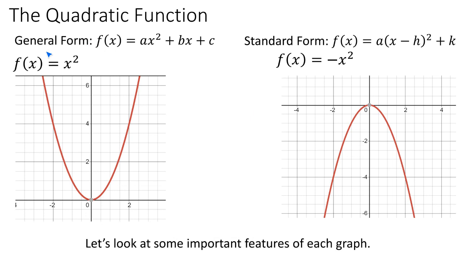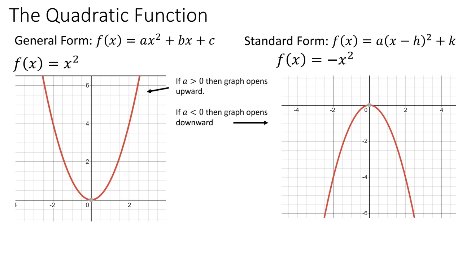On the left side, we have the general form, and on the right side, we have the standard form. How do we know when a graph opens up and when it opens down? The number in front of x squared, we say it's a. In this example, the number in front of x squared is a positive 1. Anything positive, or greater than 0, the graph is going to open upward. But on the right side, we have a negative, and anything negative, or less than 0, the graph is going to open downward.